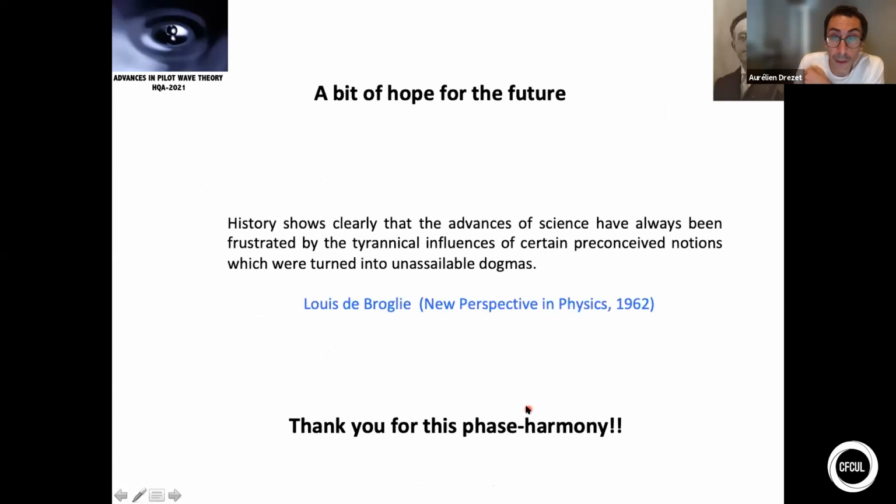Finally, just to conclude, a slide with a nice sentence of de Broglie coming from his book, New Perspectives in Physics. It's one of my favorite books. I read this book when I was a student, and it changed my life somehow. And this is the English translation of this book. The sentence says: History shows clearly that the advance of science has always been frustrated by the tyrannical influence of certain preconceived notions, which were turned into unassailable dogmas. I think this should be remembered and maybe taught to students because it's very important.